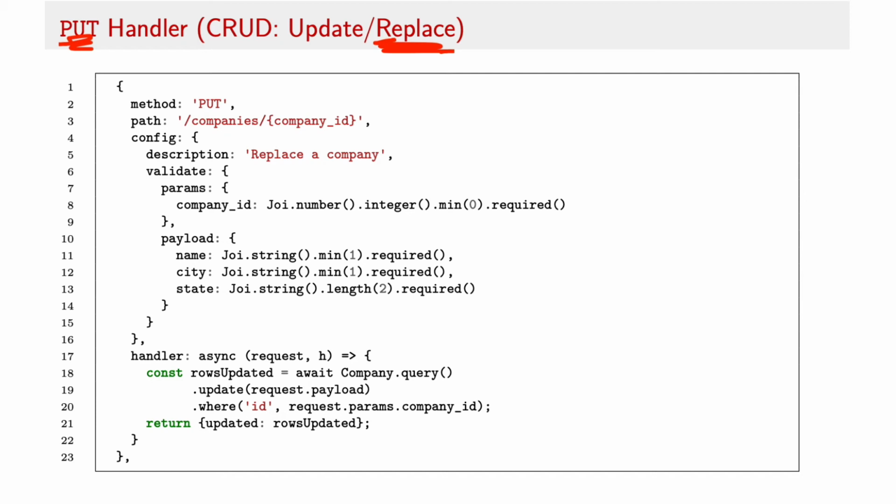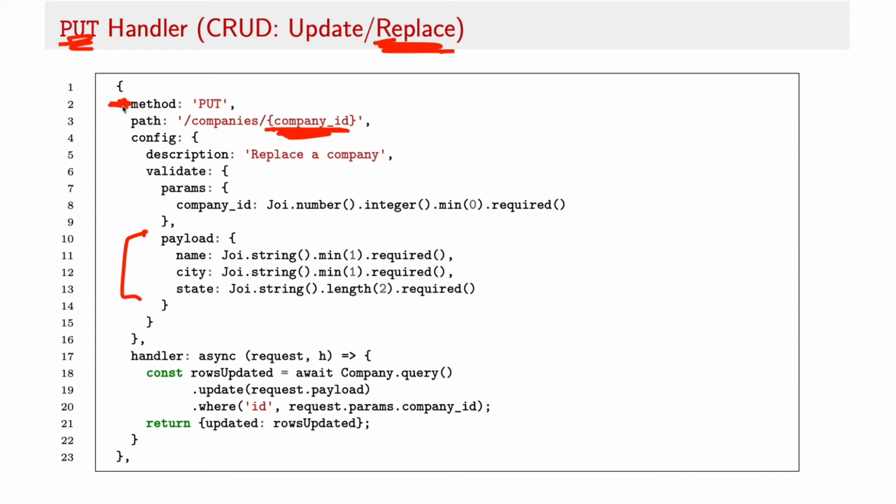So we've got to do 2 things here that are sort of a combination of the ideas that we saw when we were fetching an individual company and when we were creating a company. In the sense that we have to supply both a company ID to say which company are we going to be replacing and a payload that contains the information that we're going to replace in the company that has the ID that we've indicated.